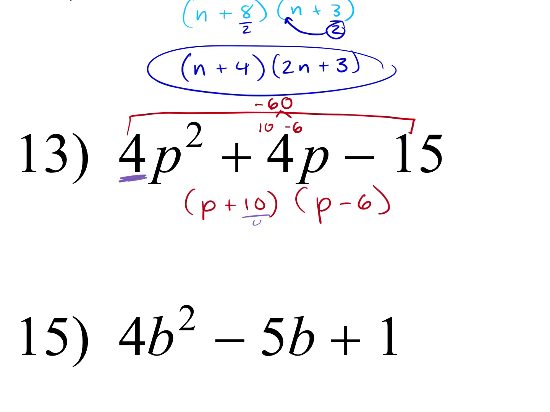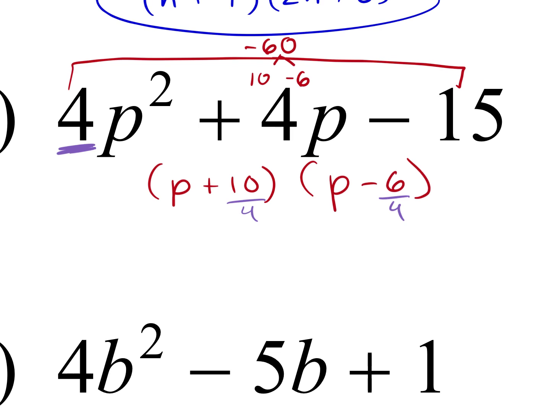Divide by 4. What should I do next? Simplify. Can we simplify 10 divided by 4? Yeah. What goes into both 10 and 4? 2. So this simplifies to 5 over 2.